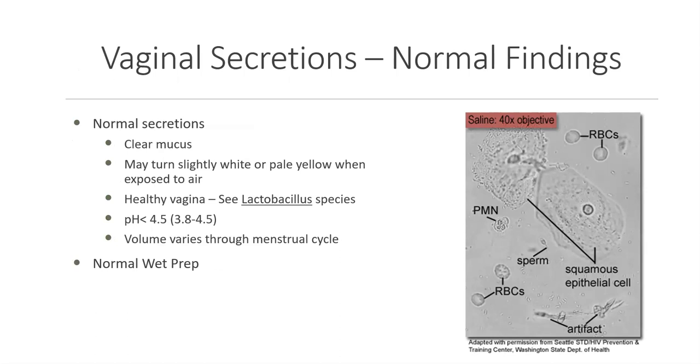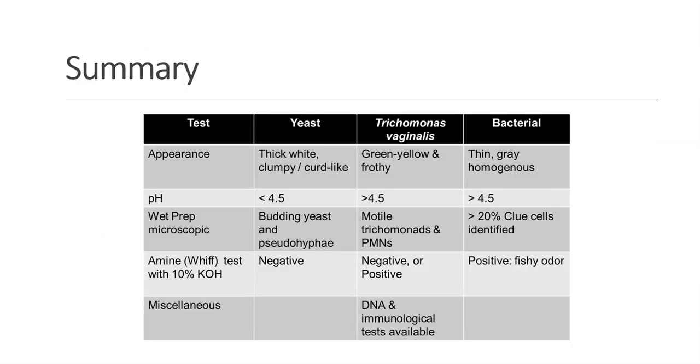So this slide illustrates the normal findings in vaginal secretions. So the mucus is clear. It may turn slightly white or pale yellow when exposed to the air. The healthy vagina will have lactobacillus species present. The pH is less than 4.5, and the volume varies through the menstrual cycle. And on the right-hand side, there's a picture of a normal wet prep with different types of cells and artifacts identified. I want you to memorize this so when you're given a case study like question with results that you'll be able to determine which of the conditions is present.